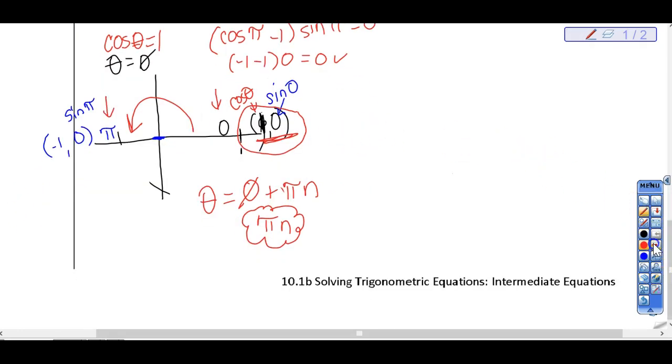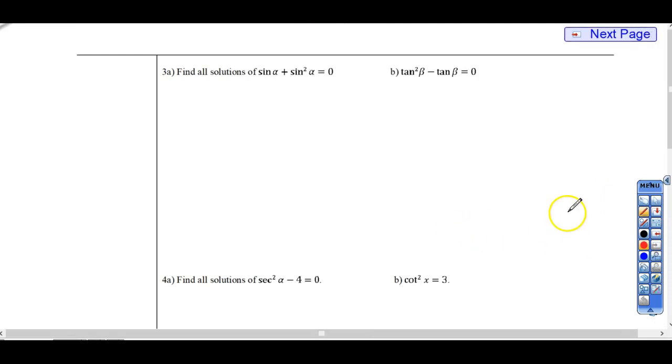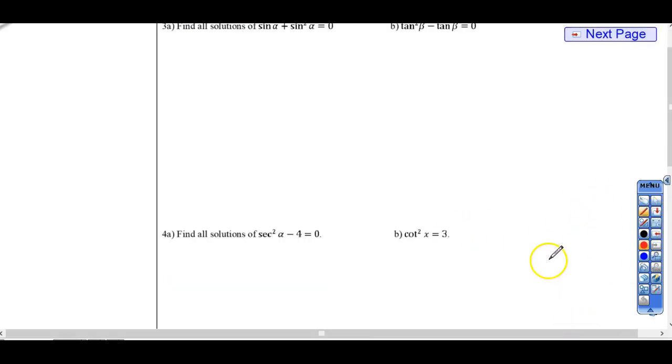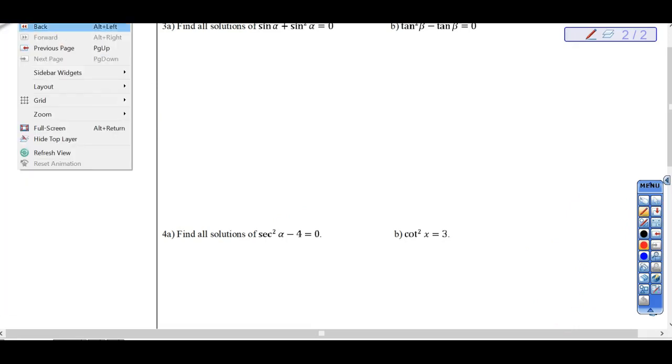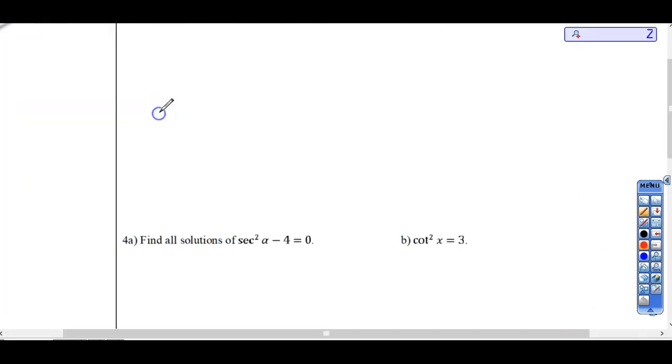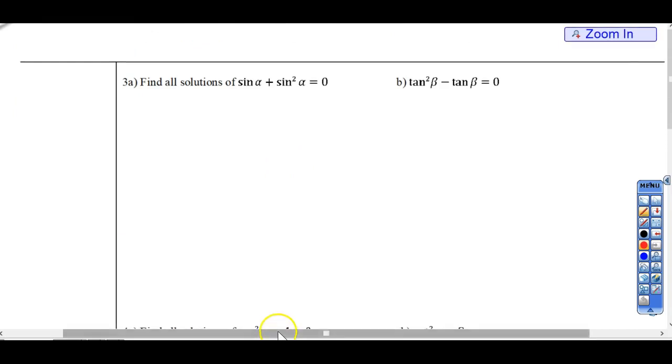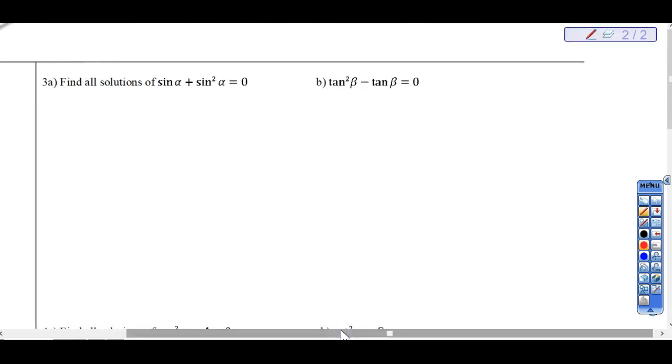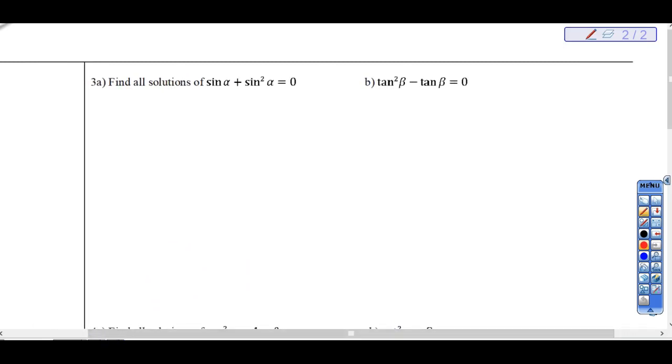Okay, let's look at the backside. Backside's not very hard. These will go pretty fast. Here we go. So find all solutions of sine alpha plus sine squared alpha equals 0. This is quadratic-like in its format because you have a sine squared.